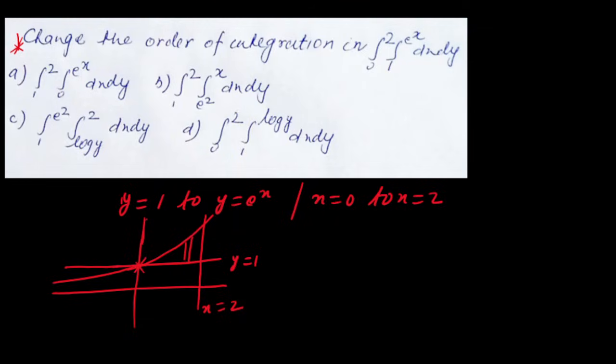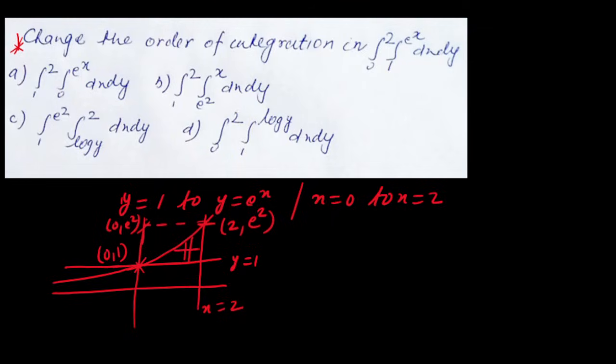What is the coordinate of this point? X is equal to 0, y is equal to 1. What is the coordinate of this point? X is equal to 2 and y is equal to e to the power x, so it will be e square, means this point here is (2, e square). So this is how the strip has been taken: y is equal to 0 to e to the power x and then x is equal to 0 to 2.